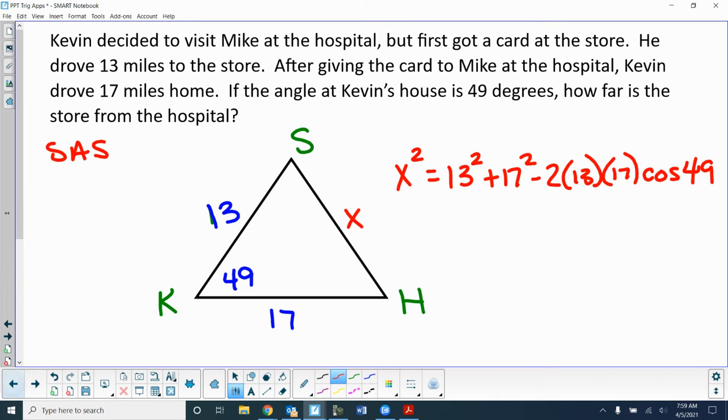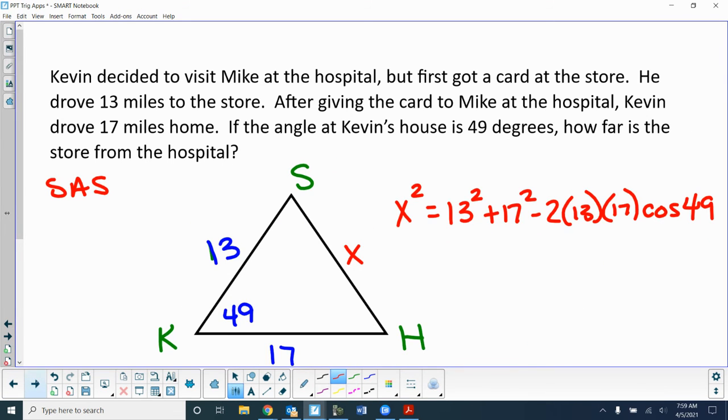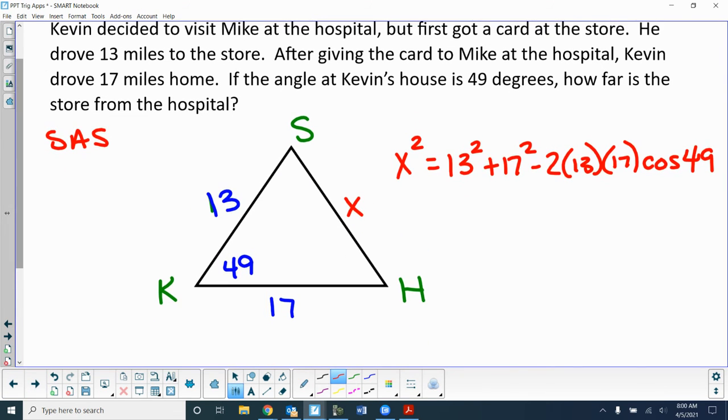So the first one we had 2 angles and the opposite sides, so we're going to use law of sines. In this one, we had 2 sides and the included angle, so we had to use law of cosine. We just got to figure out which law we want to use to solve it. Usually once you got your picture drawn, you guys can figure that out.